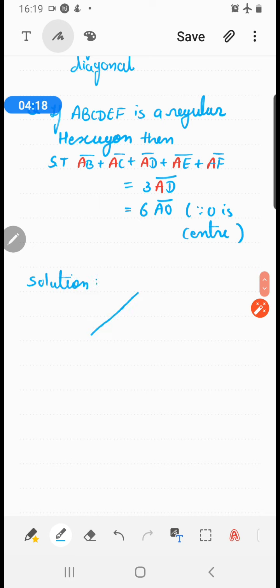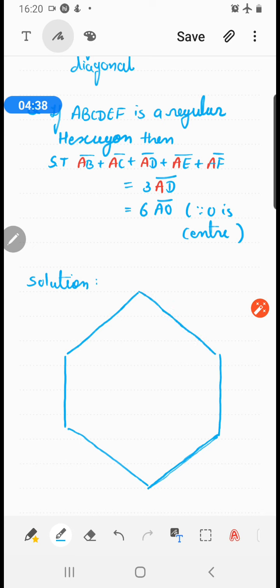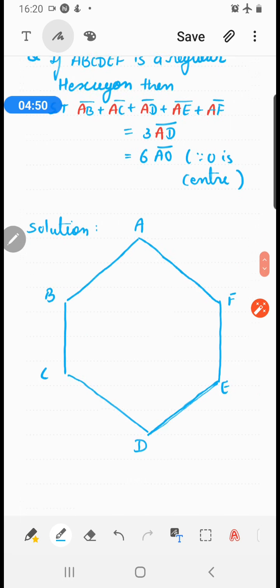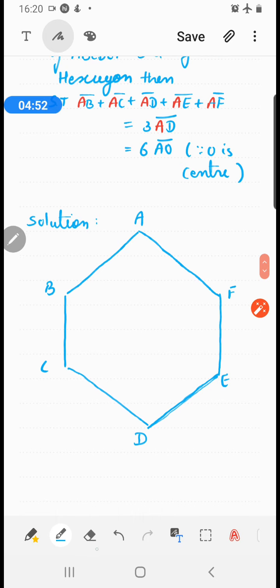let me draw a regular hexagon. Now here the word regular means the length of all sides is equal. Here in the diagram it may not look like it, but it's a regular hexagon. So let us say A, B, C, D, E and F. Now here let us focus on the required vectors. Let's start with the combination of AB and AC. So I show AB and AC.